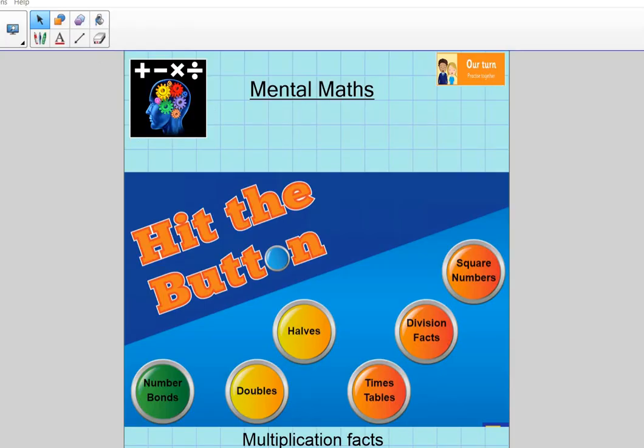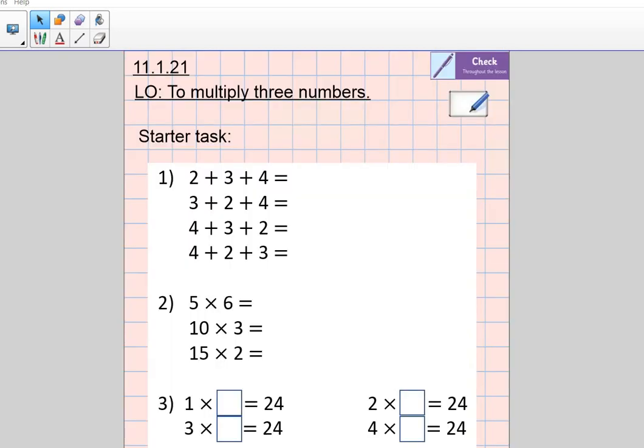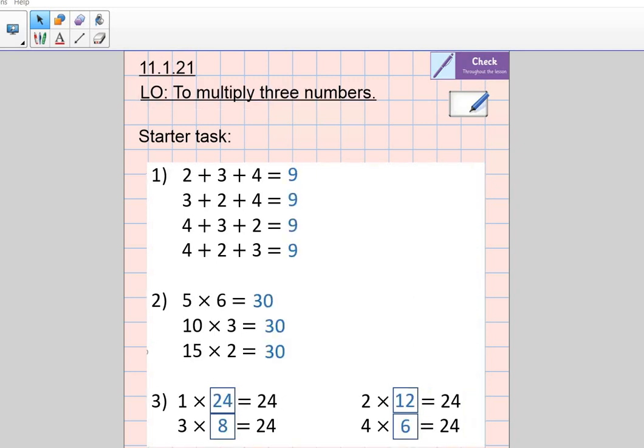Our mental math session today is Hit the Button. Can you have a go at the multiplication facts? Have a look at this starter, jot it down in your book or on a piece of paper. How did you get on? Did you notice that all the answers to question 1 are 9? That's because addition can be done in any order. And in question 3, you've got the factor pairs that you looked at with Mrs Evans on Friday.